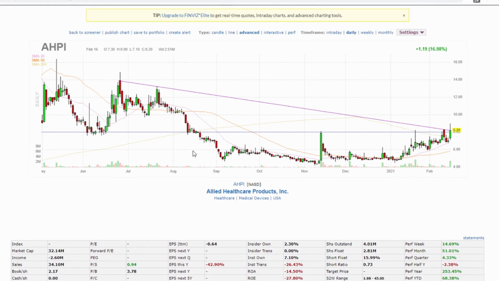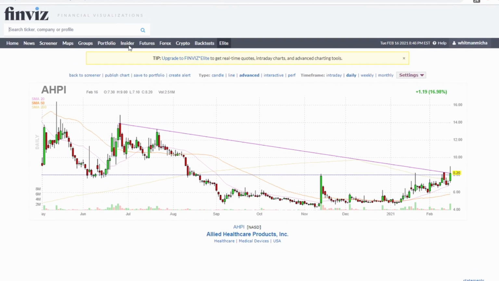But now that we're on this page, let me talk a little bit about what you can do here. You can go back to the screener, you can publish a chart, you can save the portfolio, you can create an alert if you guys want to create an alert. And this is where I was talking about, hey, if you guys want to use the link in the description below and make an account, that way you can actually save your alerts and things of that nature.